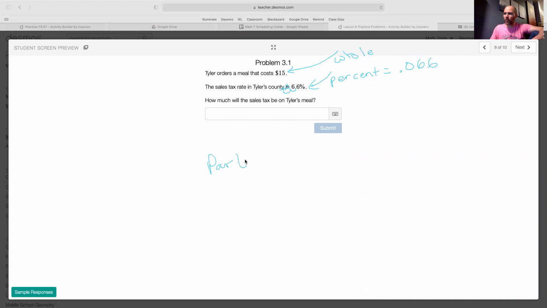And now we need to find that part that is the sales tax. We're going to do part equals percent times whole. And so that's going to be 0.066 times 15. I don't have a calculator out and available to me right now. I know I could open another tab, but you're capable of punching this in. You can get that answer. 0.066 times 15, whatever that is, that's going to be the right answer there.